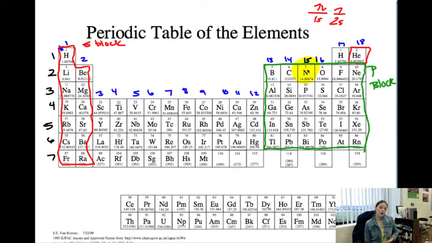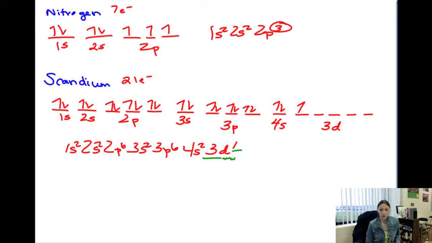So the map part here goes, okay, well I go through both S's, so there's 1s2. I go through both of these S's, so that's 2s2. And then I go to 2p, 1, 2, 3. So nitrogen is 1s2, 2s2, 2p3, just like we saw before.